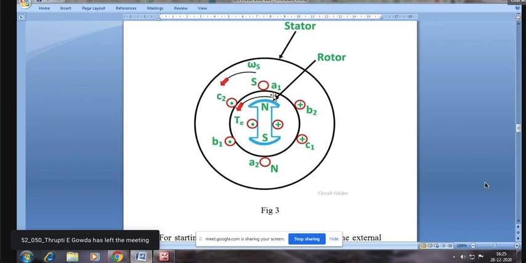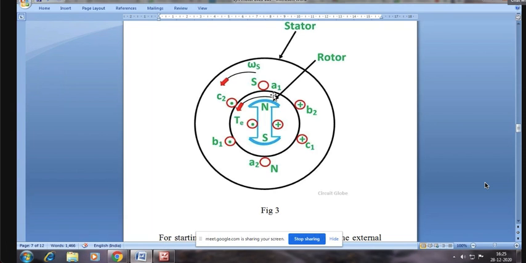Chandramohan, can you try why it is non-self-starting? Sir, because the pulsating torque changes the direction of rotors. Yeah, because the torque produced being pulsating in nature cannot drive the rotor in one particular direction. And hence we say that synchronous motor is non-self-starting. So, which means that we require some starting mechanism for the motor.